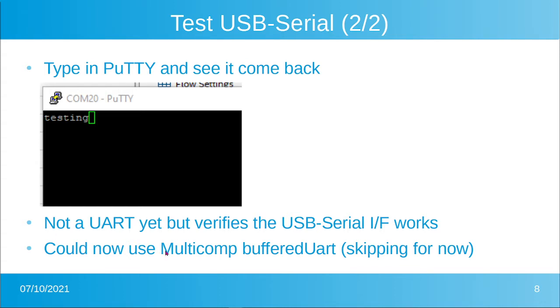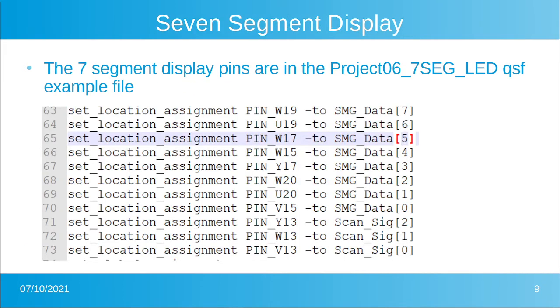But at this point, we could toss in the multi-comp buffered UART. We're going to skip it for now, but maybe we'll throw it in another video or 2 after this. It'd be pretty easy to add that buffered UART and actually have some serial in and out of the CPU. Nice. That would be a fun place to start.